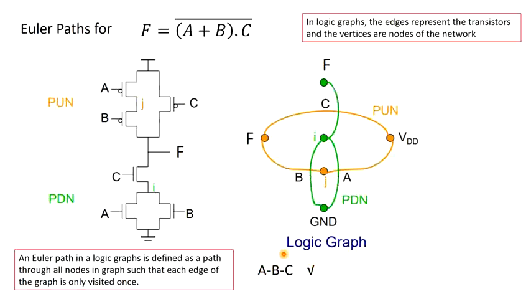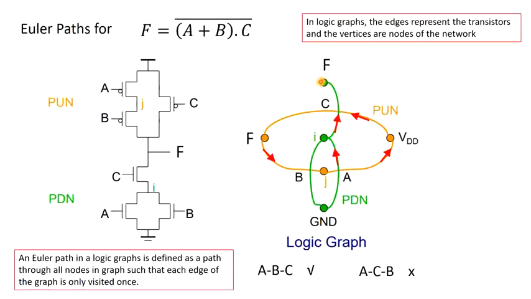But now if we choose the other combination like ACB, as we have done in the last slide, let us see for the pull up network first. For the pull up network, if we choose ACB, A, fine, C, fine, B, fine. So we have a continuous path from here, and we have an Euler path for this pull up network. What about the pull down network? A, C, yeah.